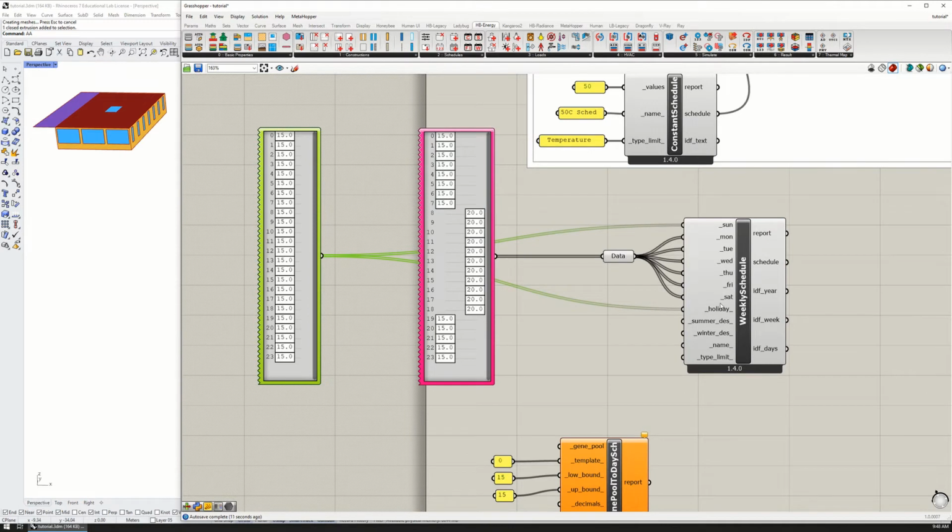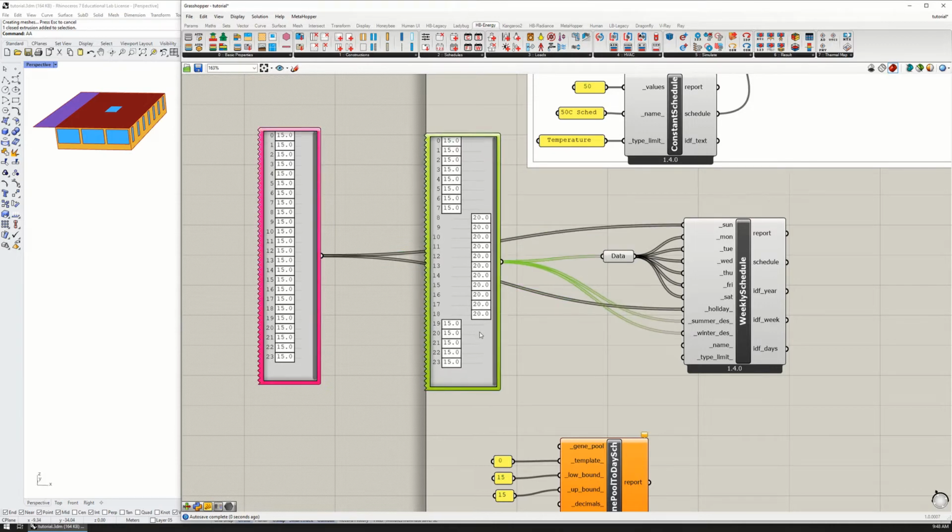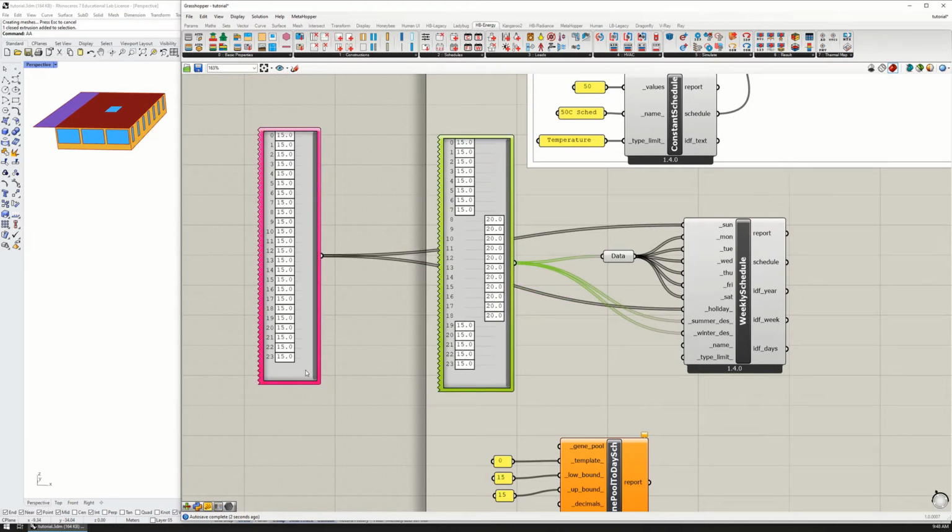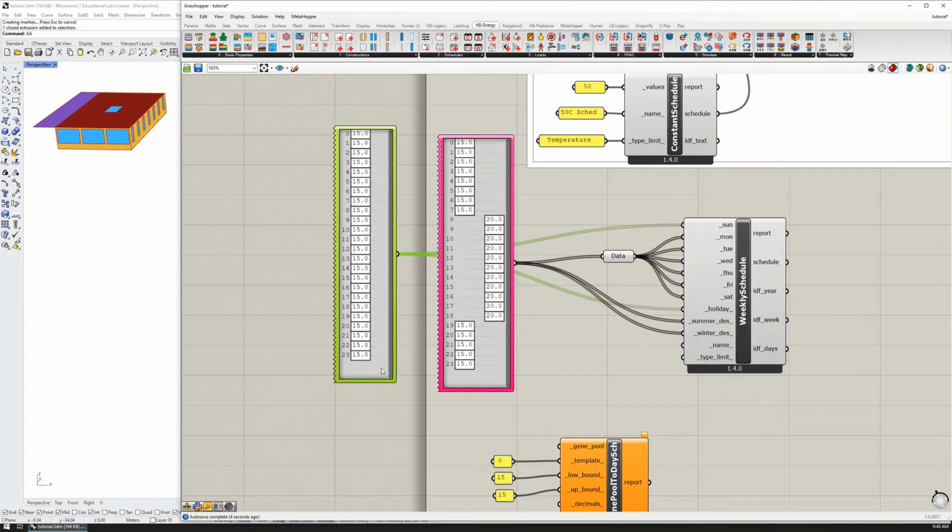For the rest of the schedule, this is for a summer design day and a winter design day. For the summer design day, I would put in the sort of worst case scenario, which would be this. It doesn't really matter because it's not going to affect it. For the winter design, actually for both of these, I would put in the thermostat that's actually on. We're not worried about a design day when the thermostat is off.